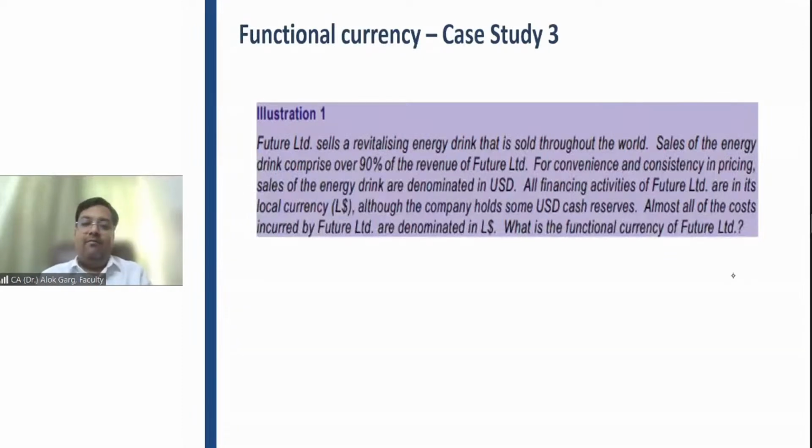Now, let's see one more illustration from ICAI study material. Future Limited sells a revitalizing energy drink that is sold throughout the world. So, Future Limited is a company which is into energy drinks, right? And this energy drink is sold throughout the world. The sales of the energy drink comprise over 90% of the revenue of Future Limited.